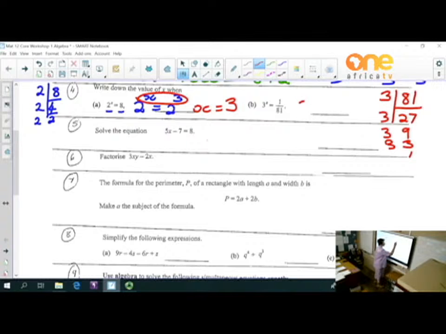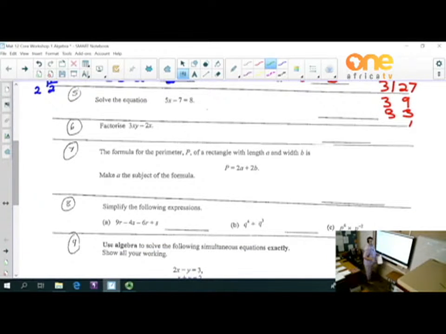So I can say that 3 to the power of x is equal to 1 over 3 to the power of 4, but I want it as a positive 1, and it is then negative 4. So my answer is x is equal to negative 4. Indices.